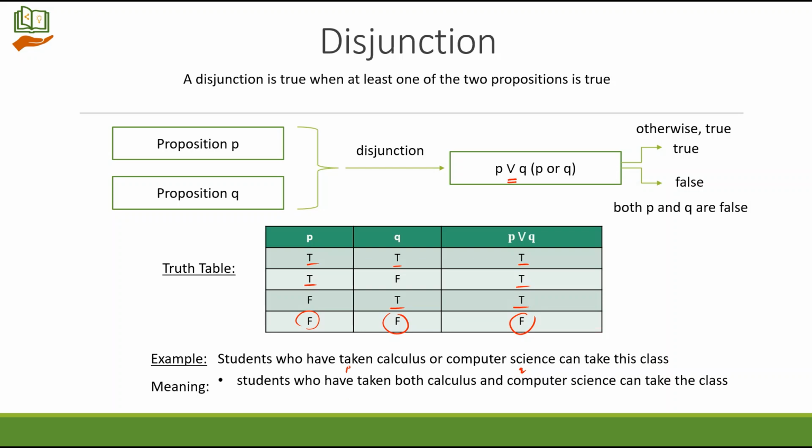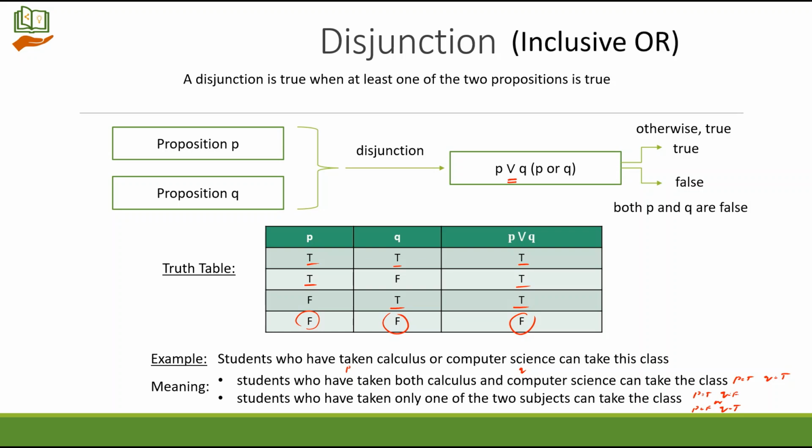Students who have taken both calculus and computer science can take the class. This is the case where P is equal to true and Q is equal to true. Students who have taken only one of the two subjects can take the class. This is where P is equal to true, Q is equal to false, or P is equal to false and Q is equal to true. So the first three rows' conditions are given in the form of meanings here, split up from the example that is given. Now what are we actually doing here?